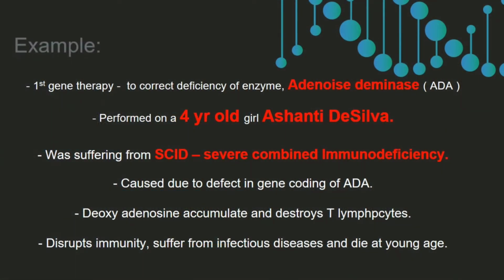Example: the first gene therapy to correct the deficiency of the enzyme adenosine deaminase. It was performed on a 4-year-old girl, Ashanti De Silva, who was suffering from SCID, severe combined immunodeficiency, caused by a defect in the gene coding for ADA. Deoxyadenosine accumulates and destroys T lymphocytes, disrupting immunity, so patients suffer from infectious diseases and die at a very young age.